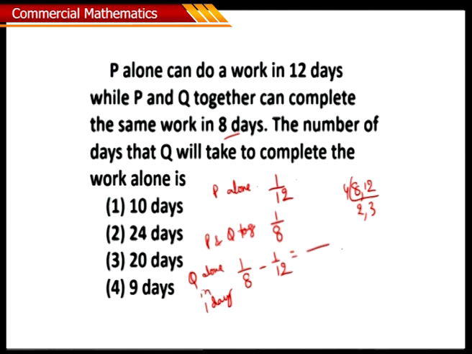So 24 is the LCM, clearly you can observe. 8 divides 24 three times, minus 12 divides 24 two times. 3 minus 2 is 1, so 1 by 24. So in one day he can complete 1 by 24th part of the work.